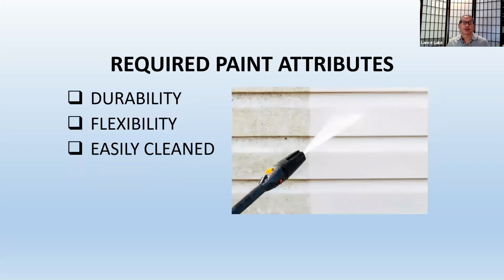Also, you want durability. You want the paint to have flexibility, and you want the paint to be easily cleaned. If the paint product goes on a wall and it gets dirty and you can't clean it, then you're going to have to repaint. So there has to be something in the paint that will make it easy to clean. Now, some paint is very difficult to clean, but this is just a factor to consider.